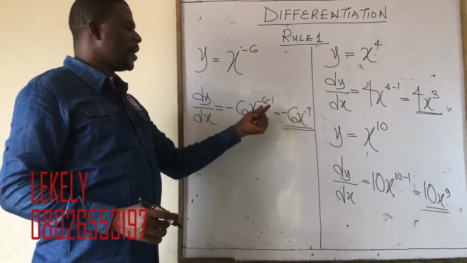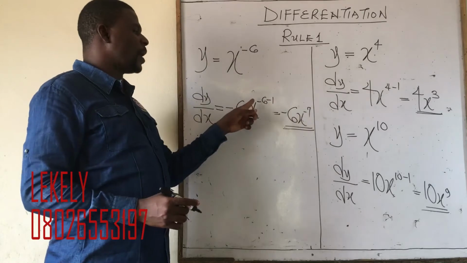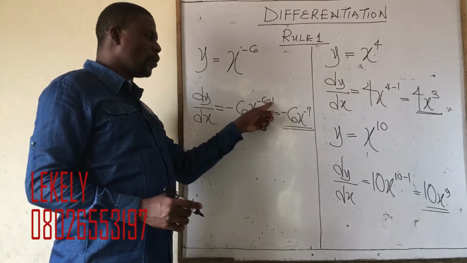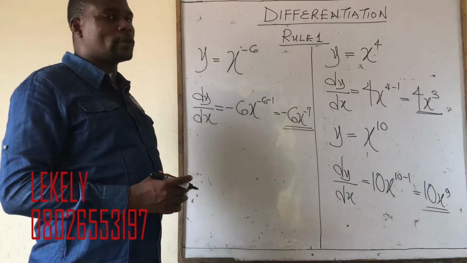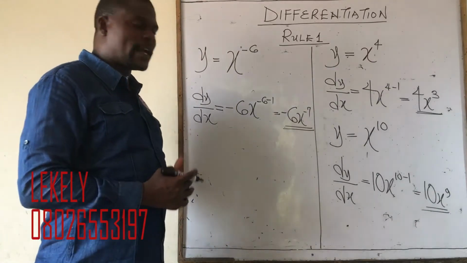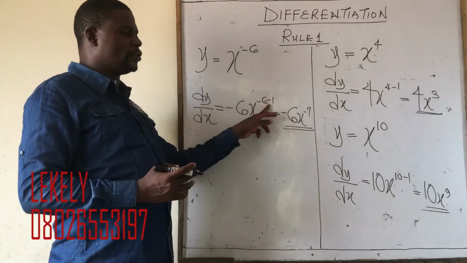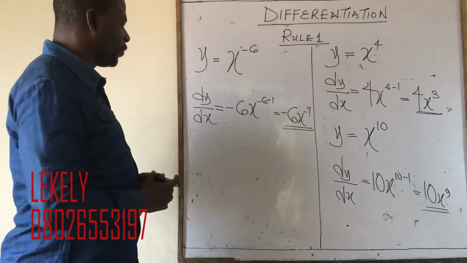Because minus 6 minus 1 means you are owing 6, you are owing 1. Altogether, you are owing 7. Minus 6 minus 1 is not minus 5. If you are not sure, press this in your calculator. You will see that this is what it will give you.